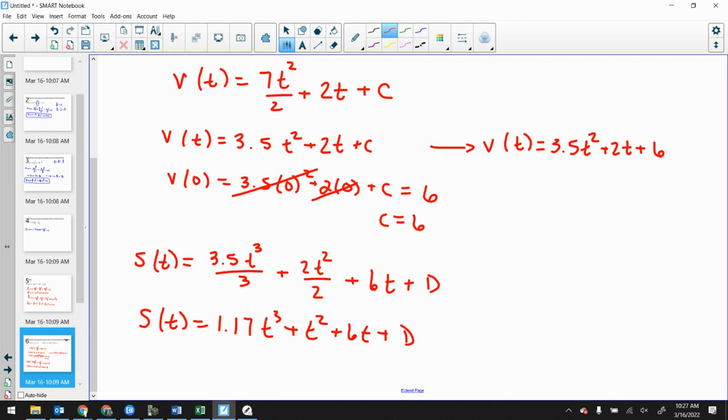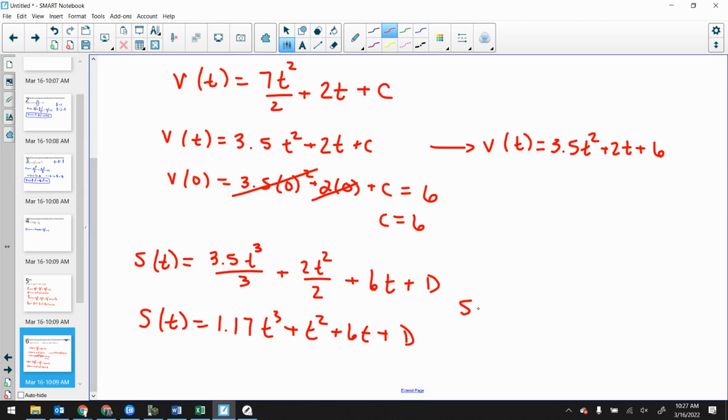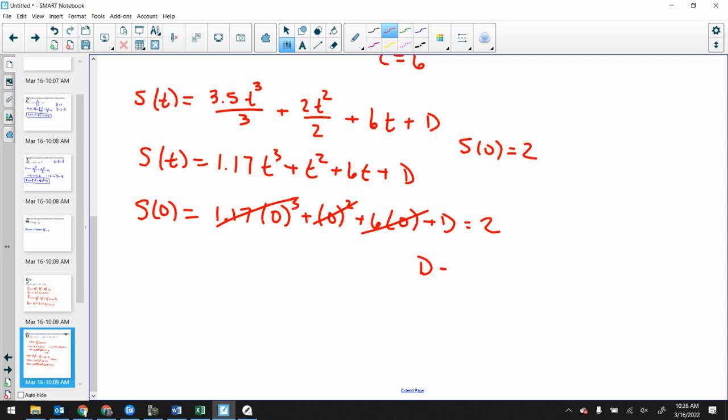But we know that s of 0, the starting position, is 2. So that means that if s of 0 is 2, 1.17 times 0 to the third plus 0 squared plus 6 times 0 plus d is 2. Cancel, cancel, cancel. d is 2.